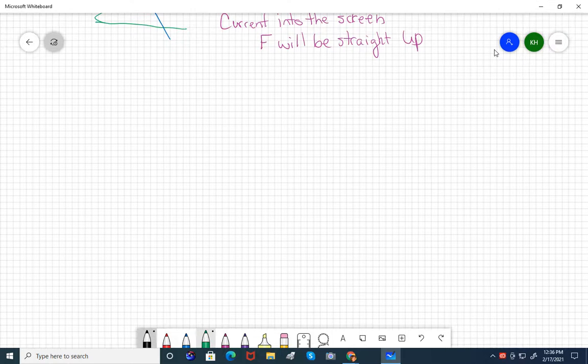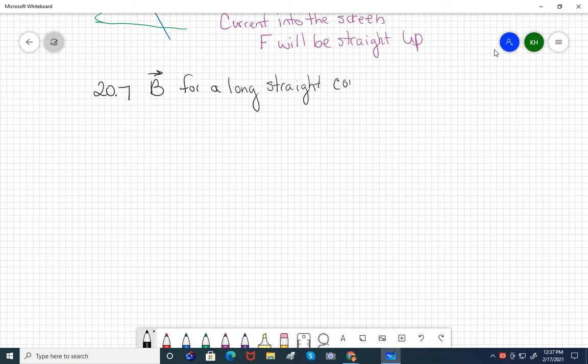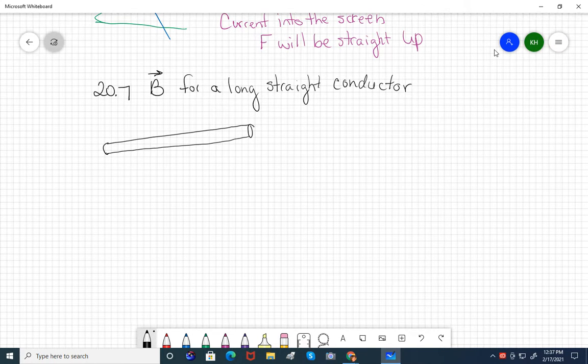So let's move on. This is section 20.7, and it talks about the magnetic field for a long, straight conductor. Obviously, this conductor has to have current going through it. So a piece of wire with a current going through it. If you have a piece of wire like this, let's do it a little different than my notes. Let's say the current's going this way.